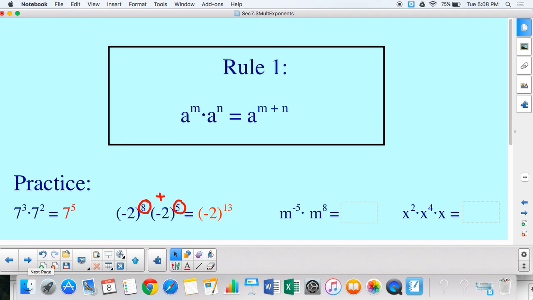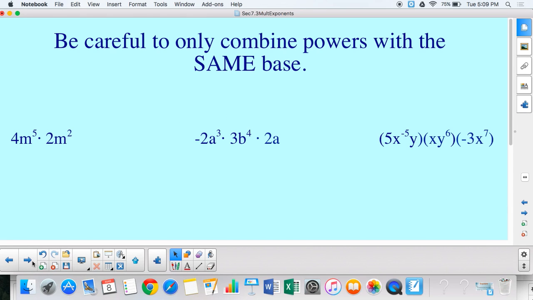Negative 5 plus 8 would be m to the 3rd. And the last one, we see the exponent of 2 and 4, and then here, this last x really has an exponent of 1. Take those powers, add them all up together, x to the 7th. Be careful to combine powers that have the same base. We can only combine powers that have the same base.